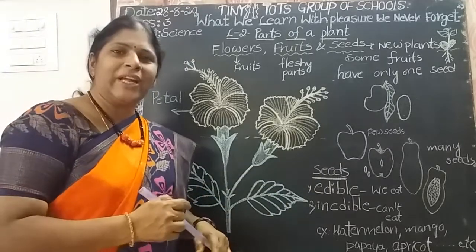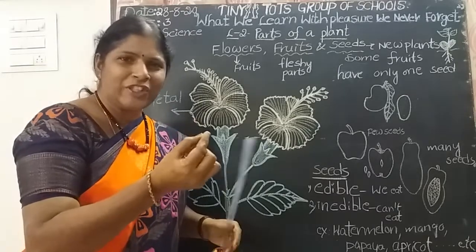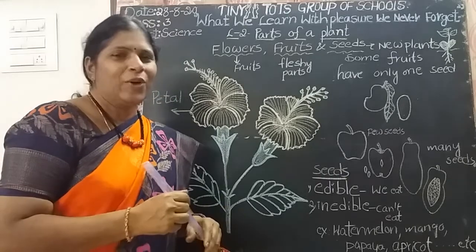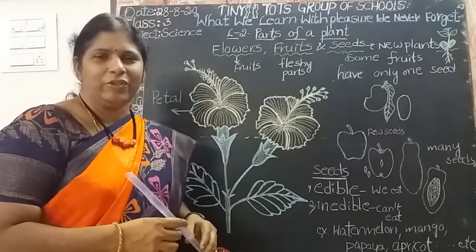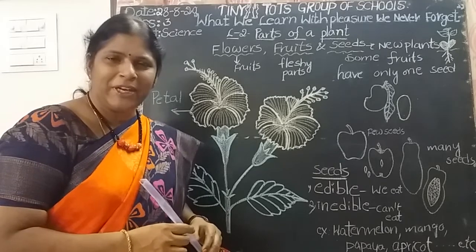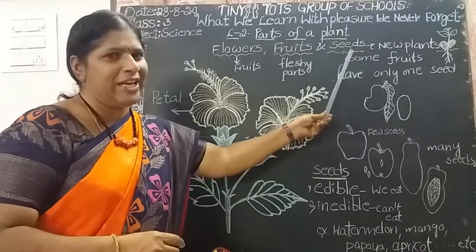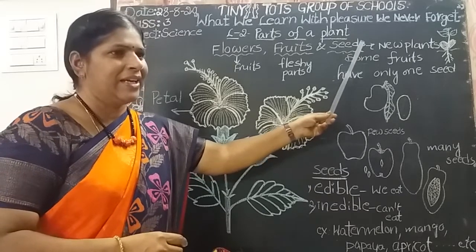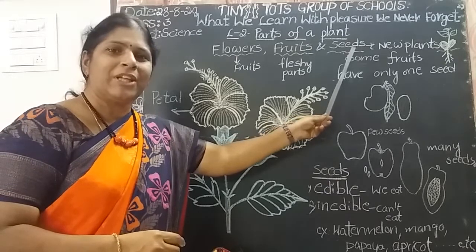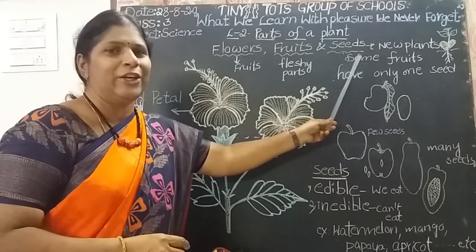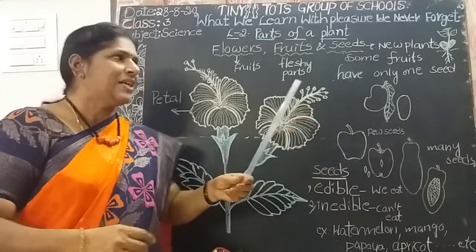So if you want to get a mango plant, what should you do? Take one mango seed and put it into the soil. Okay, and you have to sprinkle some water. After few days we will get a mango plant. That means what? New plants come from the seed only. Most of the plants come from the seed only. Is it clear, Nana? Okay, let us revise.